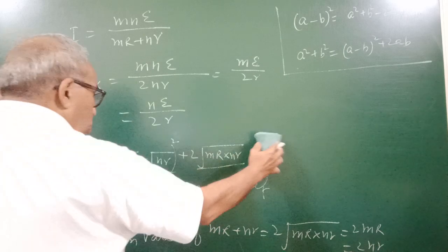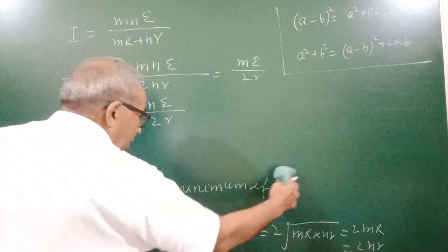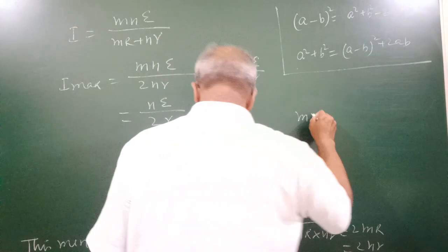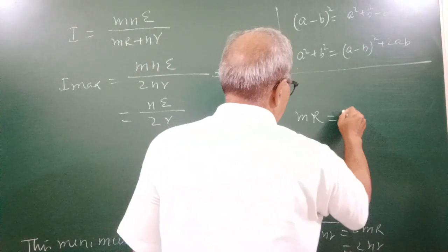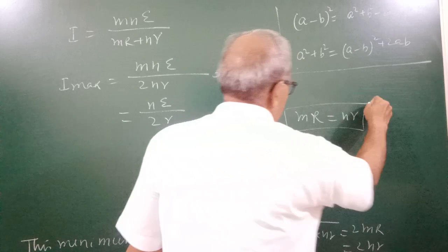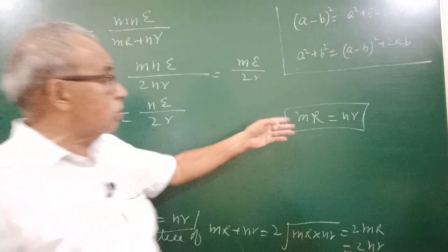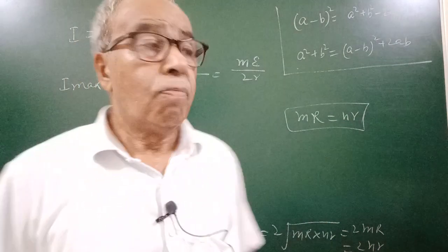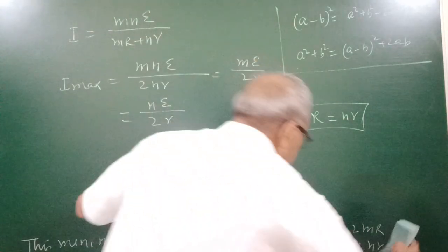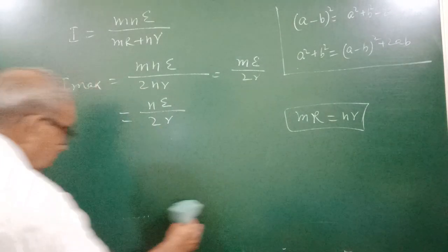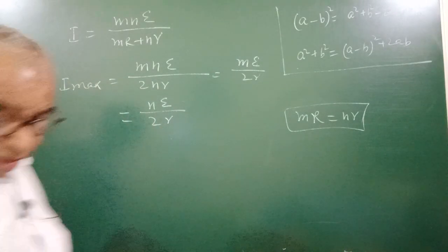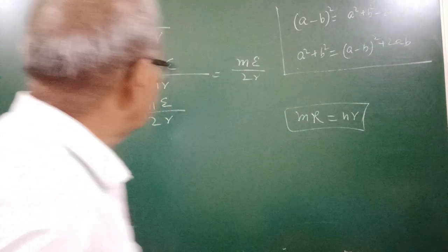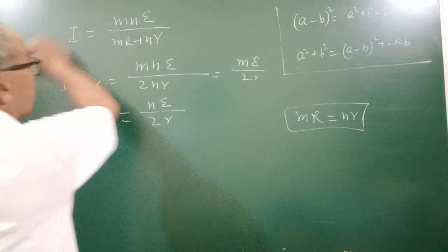So the condition for obtaining maximum current should be such that MR equal to NR. Remember it. M is the number of rows and N is the number of cells in each row. By using this fact, we can obtain the condition for maximum current. So please try your question. I am telling you the question here.